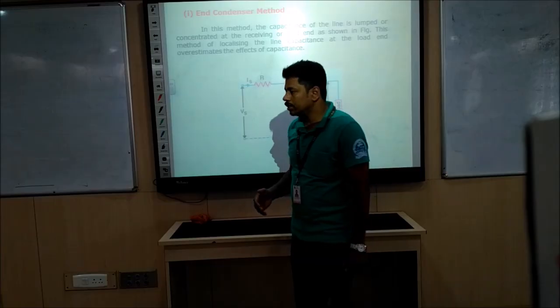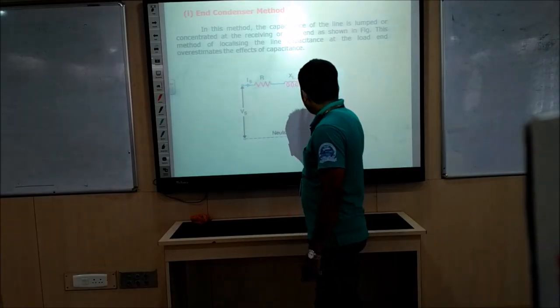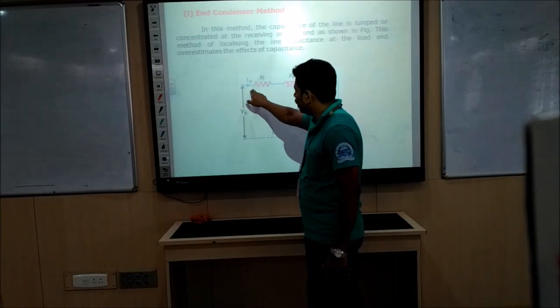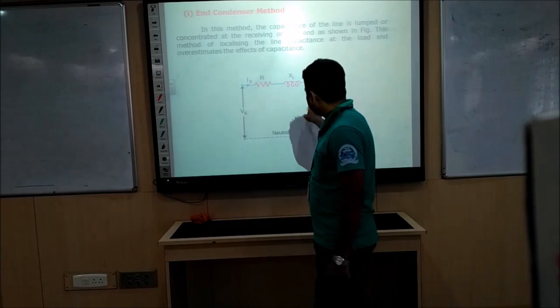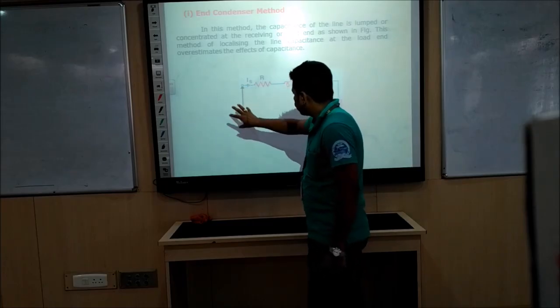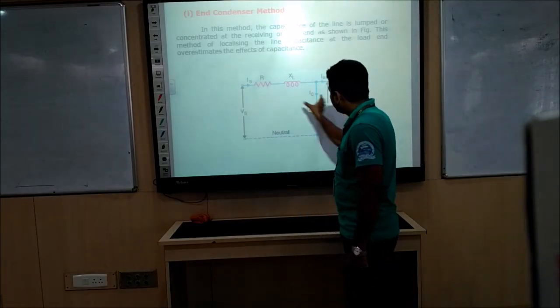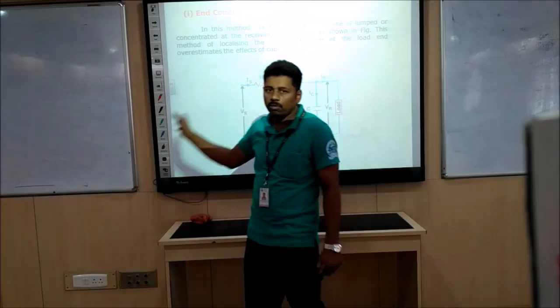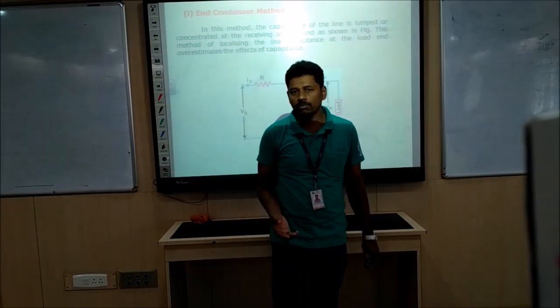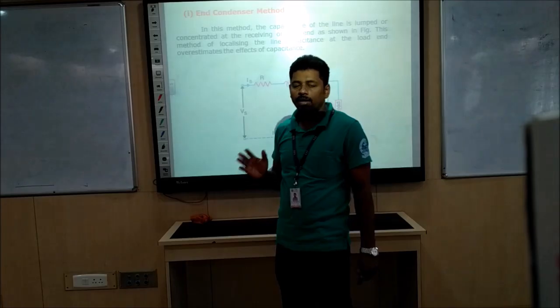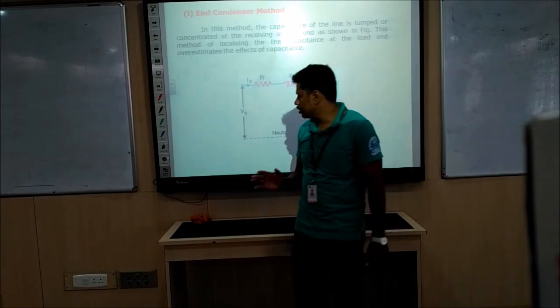The current equation is IS is equal to IR plus IC. The sending end current is equal to IR plus IC, and the sending end voltage Vs is equal to VR plus the drop in the corresponding R and XL; we can find the Vs value. Ultimately, in all these models, our aim is to find the regulation and efficiency.